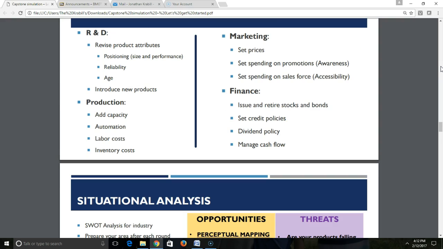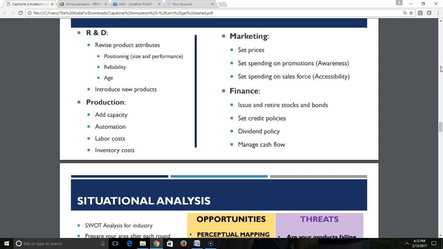So some of the different roles that we have here: who is responsible for what? Research and development, you're going to be responsible for revising each product. So as products start to fall outside of that rough cut area, we want to make sure we're investing in each one of those products. From a production standpoint, we want to look at adding capacity. We want to look at whether automation or labor is a better way to go. And we also want to look at what our inventory costs might be.